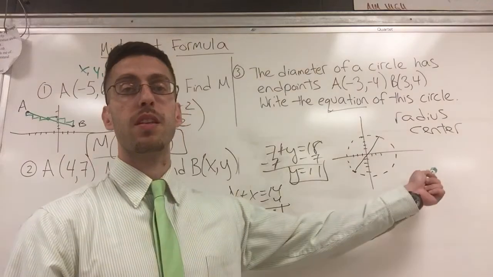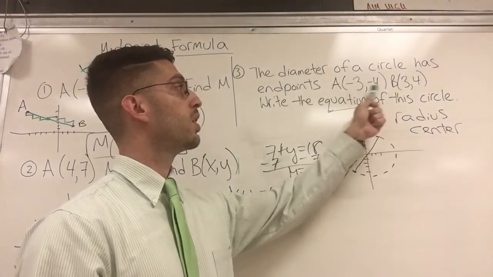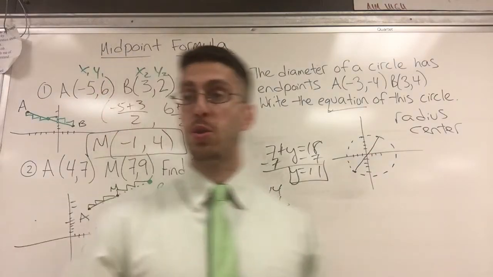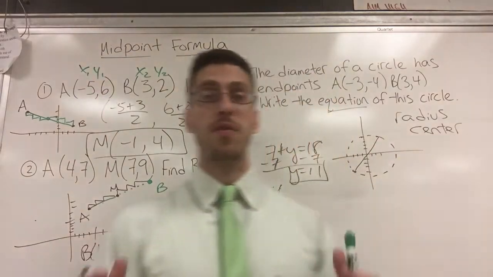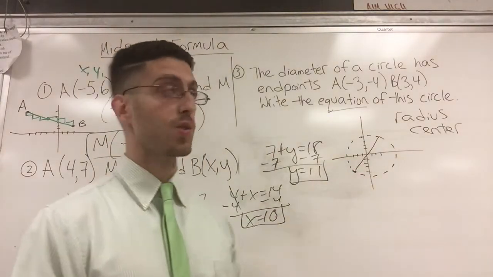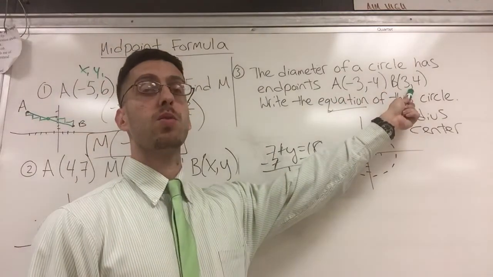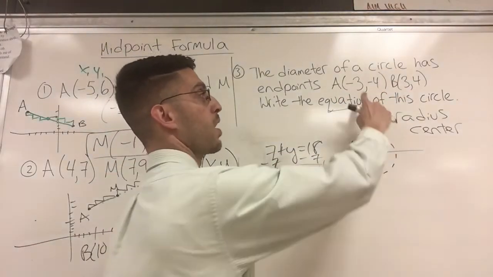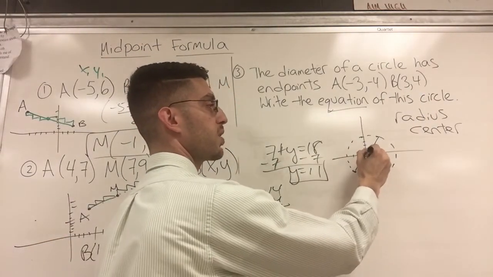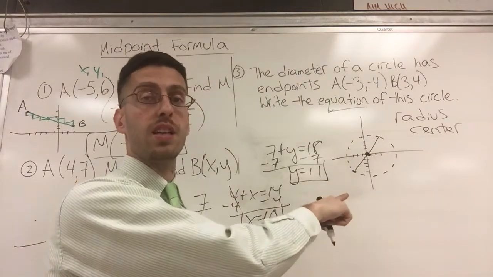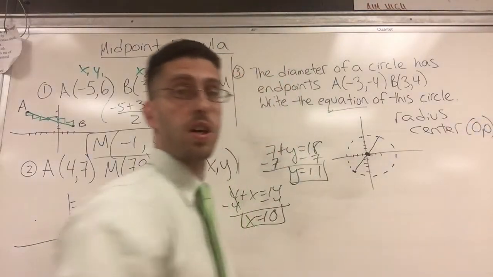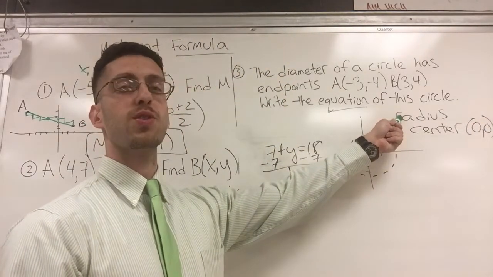Well, how can we possibly find the center? Here's a clue. If these are the endpoints, the center is the midpoint. So do exactly what we did, find the midpoint of these 2 points. I'm going to let you write this one out yourself. I'll just tell you what it is. -3 plus 3 divided by 2 is 0 divided by 2, which is 0. -4 plus 4 is 0 divided by 2 is still 0. So your center is actually coincidentally and conveniently 0, 0.